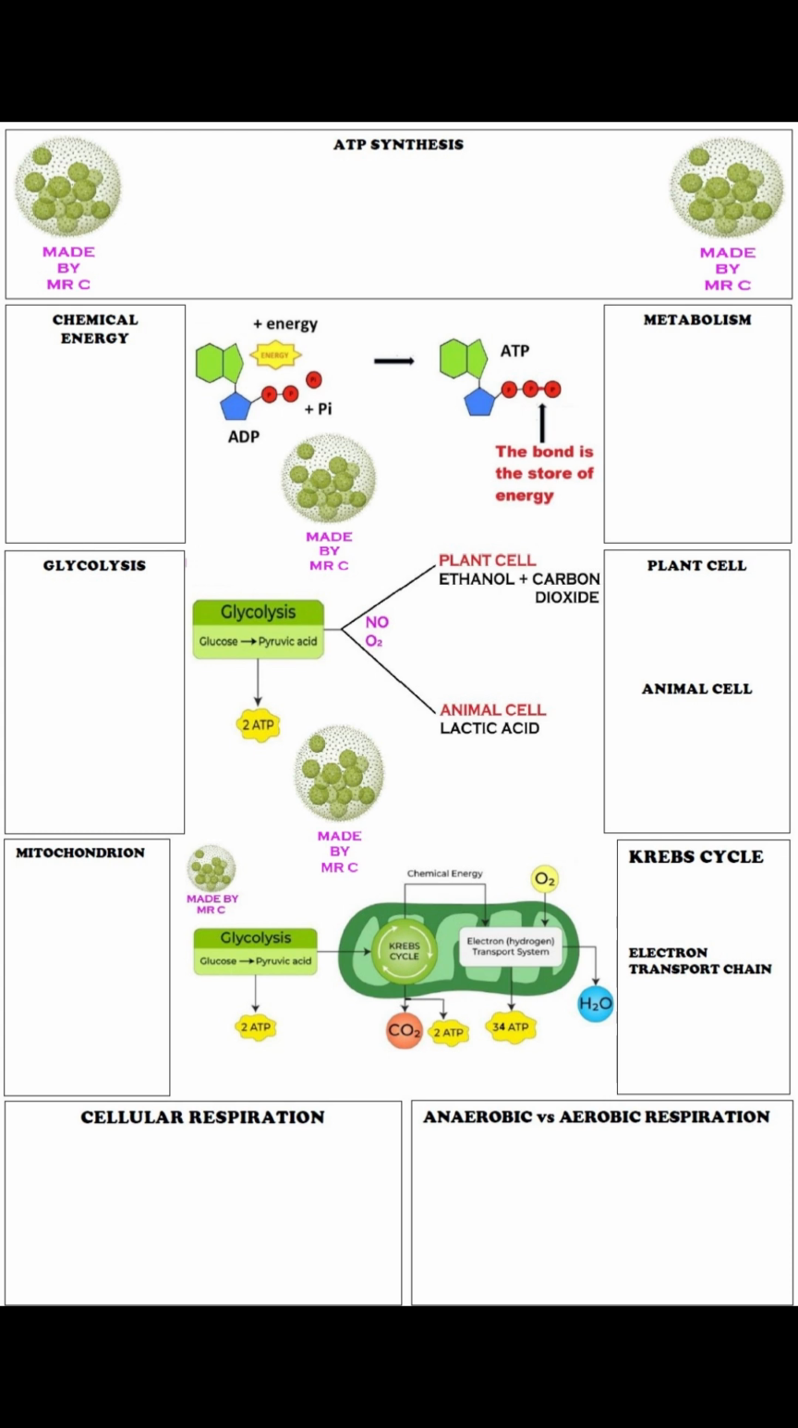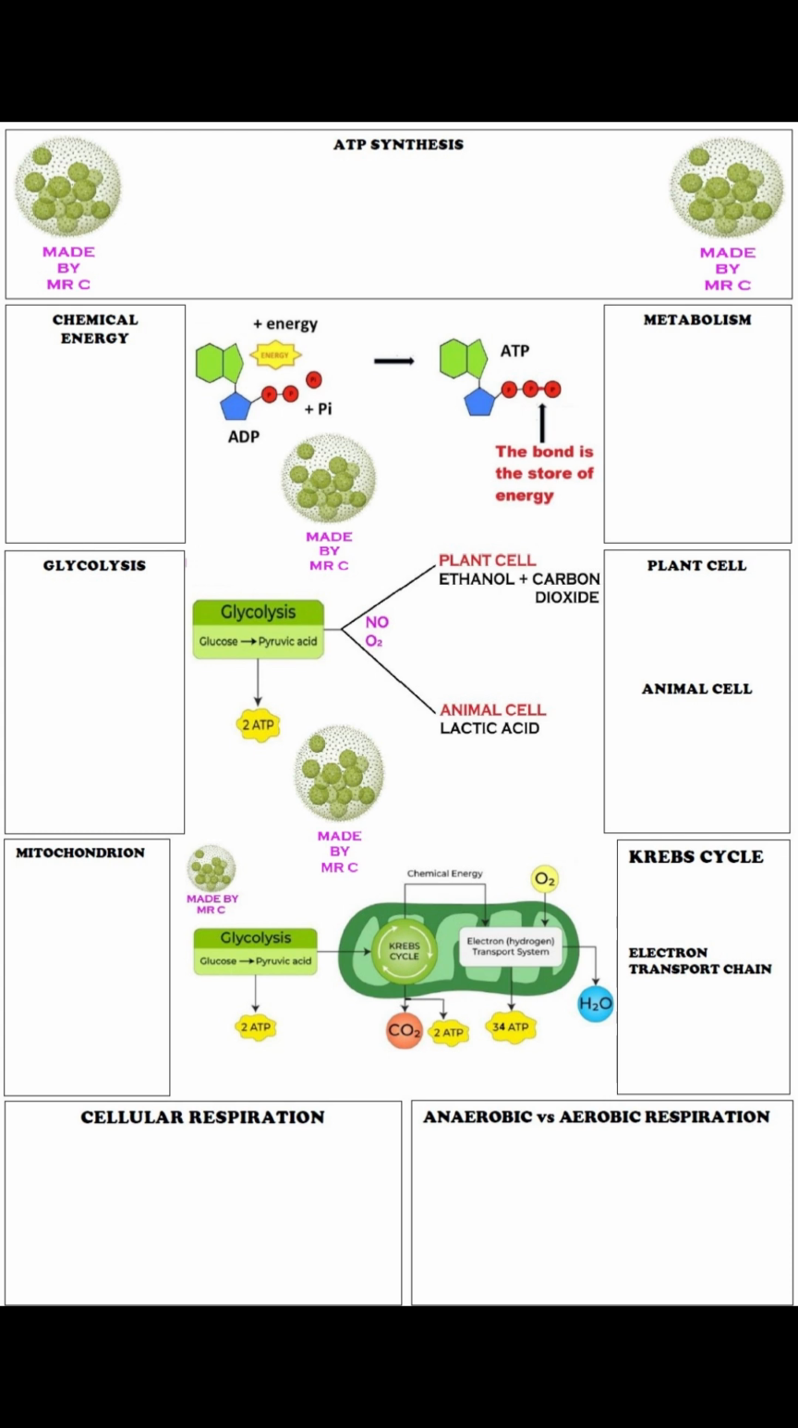First, we're going to talk about chemical energy. Chemical energy is the energy inside chemical bonds. To make ATP, we use energy to attach an extra phosphate to a molecule called ADP, or adenosine diphosphate. So adenosine diphosphate plus another phosphate plus energy gives us adenosine triphosphate, or ATP. The final phosphate bond is the store of energy. So if a cell wants to use some energy, it just snaps off that extra phosphate to release the energy, which can then be used.